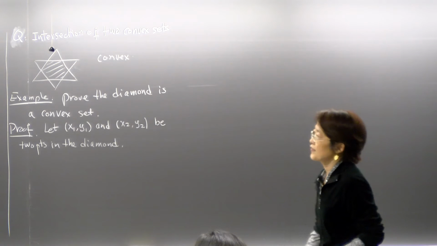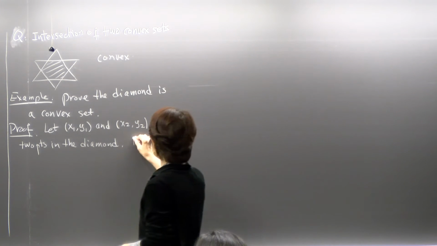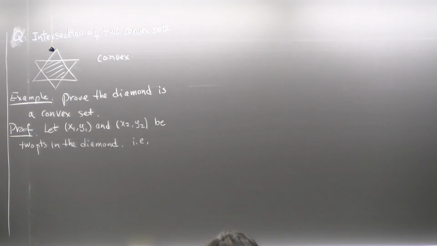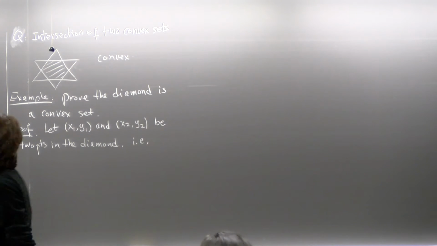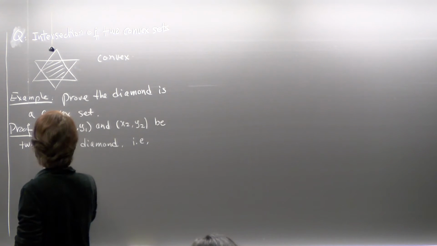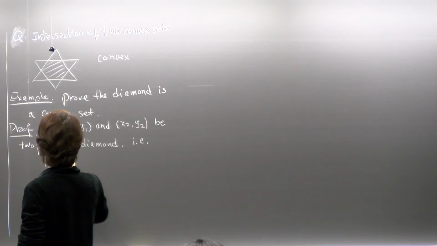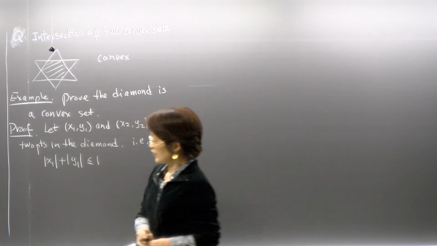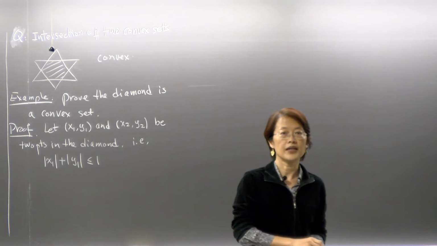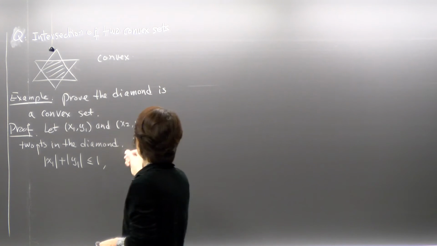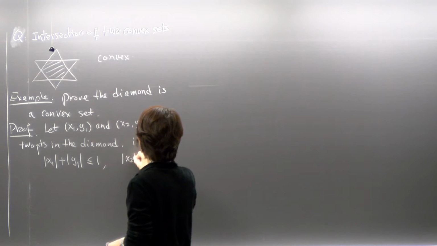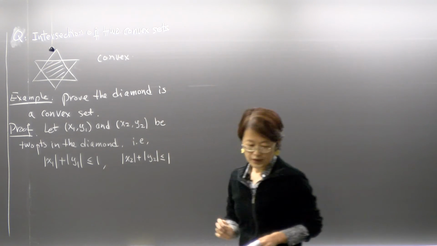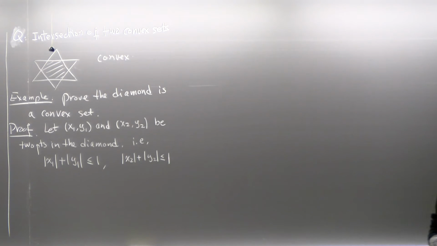So what is the definition of the set of this diamond? Well, I have some constraints. The absolute value of x plus the absolute value of y shall be less than or equal to 1. So for the first point, it's in the diamond, so this holds. Is that right? And the second point, x2, y2, is also in the diamond, so that holds.